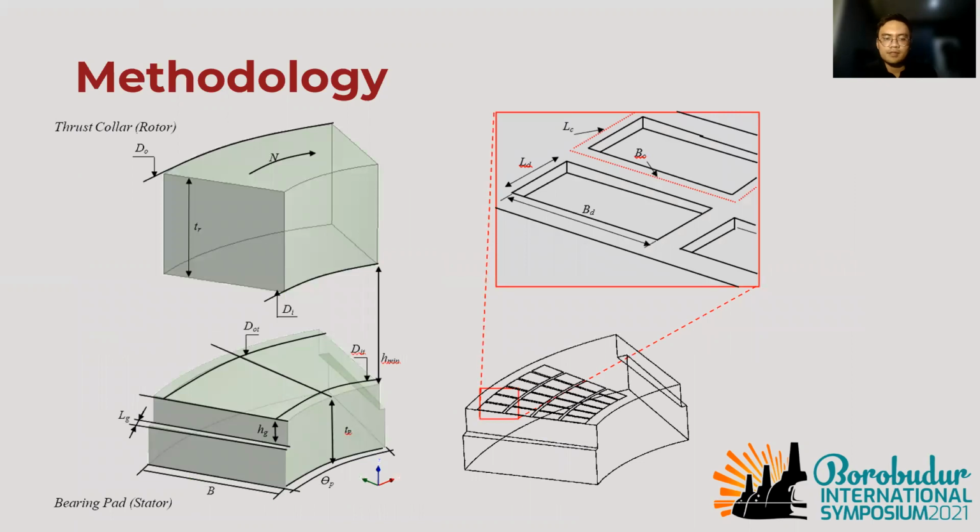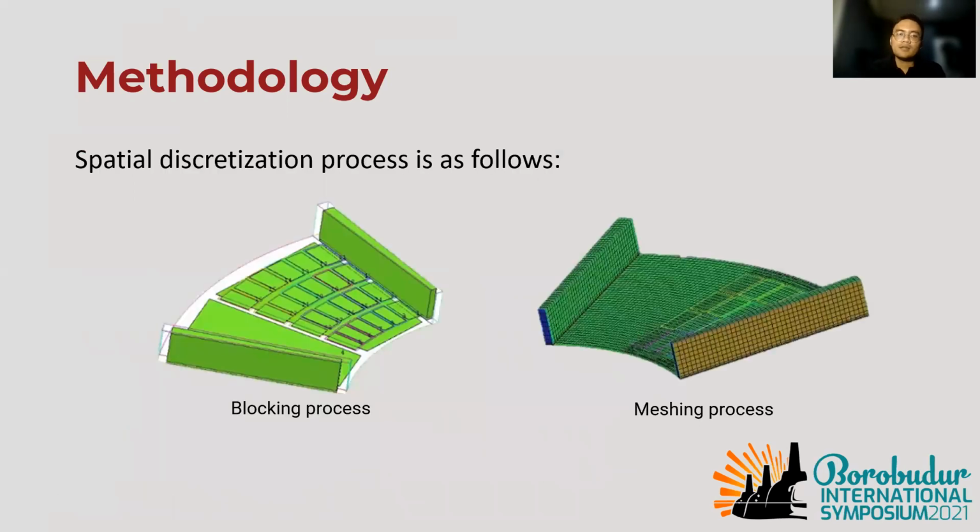And this is the schematic diagram for the rotor and stator. We take the gap between rotor and stator as a new domain called the lubricant ISO VG 46. And we also input the thrust collar rotor with a rotational velocity of between 1000 and 6000 RPM with an increment of 1000.